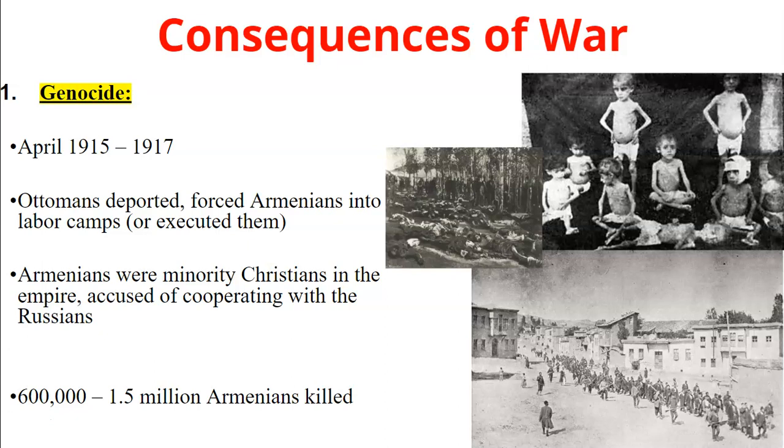They were deprived of food and water. They were subjected to robbery, rape, and massacre. Anyone that could escape, what resulted with that were many diasporic communities that are around today. The Armenians were minority Christians in this empire, and they were accused of cooperating with the Russians. Anywhere from 600,000 to 1.5 million Armenians were killed during this time.